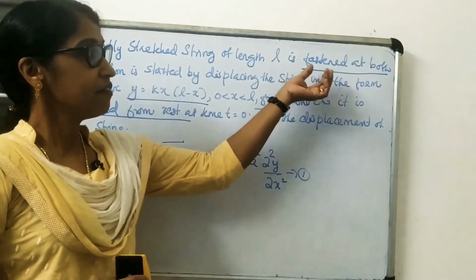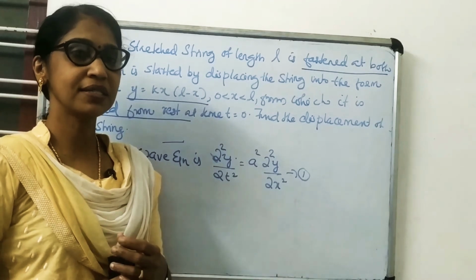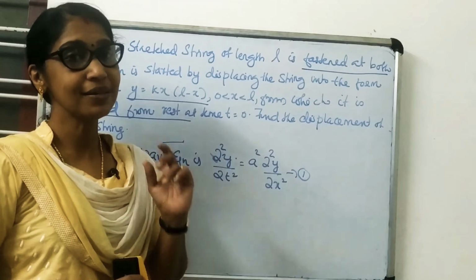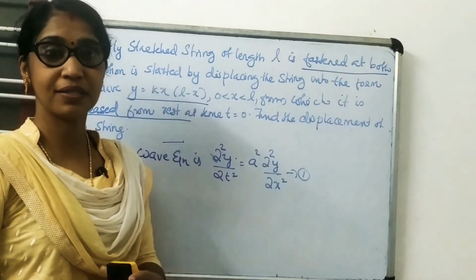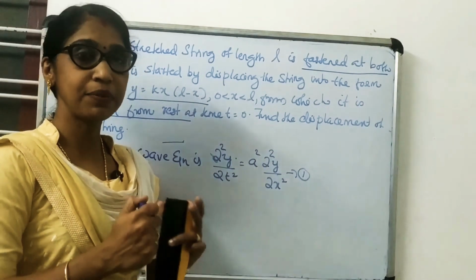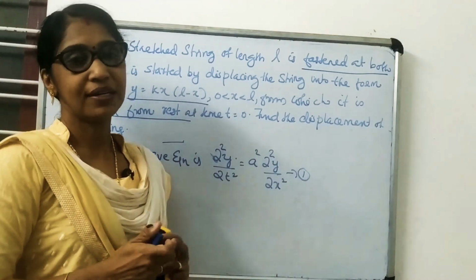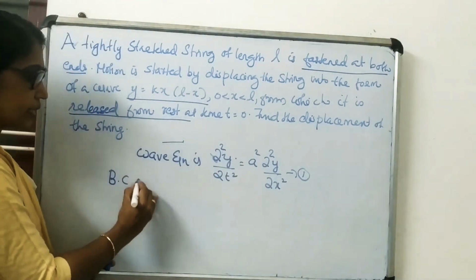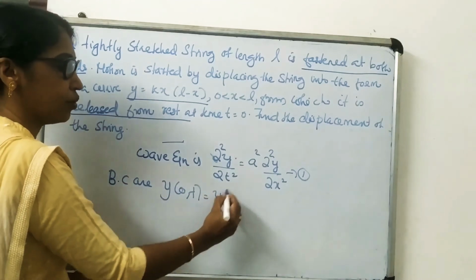We all know that the string is fastened at both ends, or fixed at both ends. Then what are the boundary conditions? Yes, both the boundary conditions are 0. That is given in this point, fastened at its both ends. So fixed at both ends, or fastened, or tied at both ends means the boundary conditions are 0. So I am writing the boundary conditions: y of 0,t is equal to y of L,t.